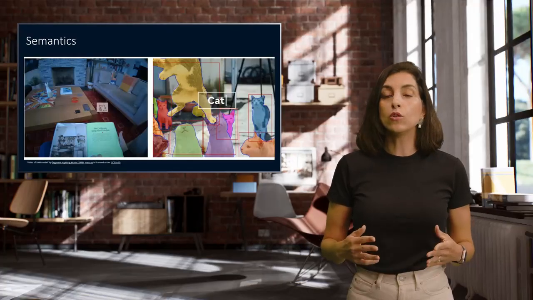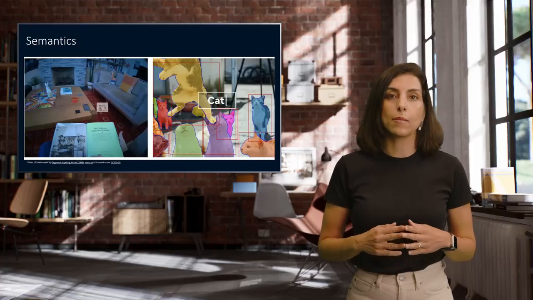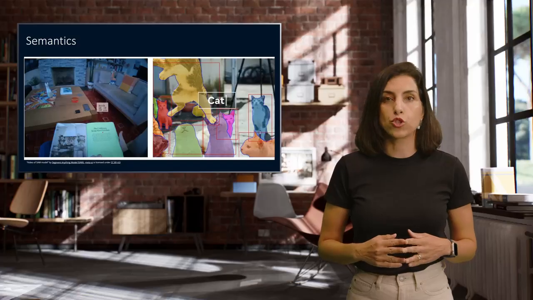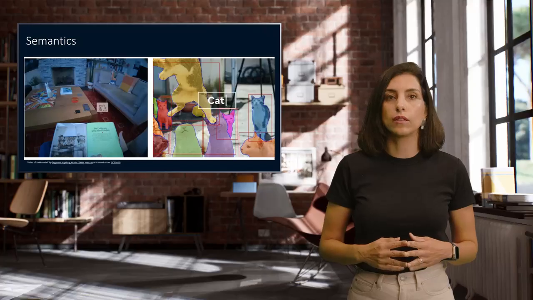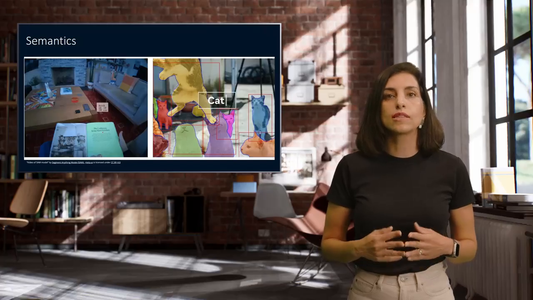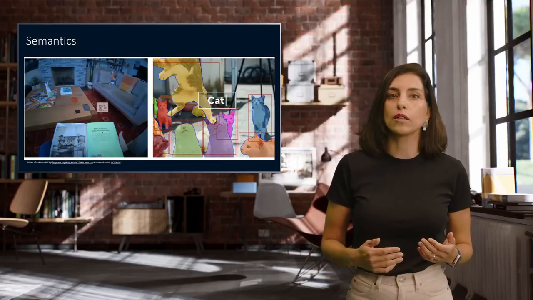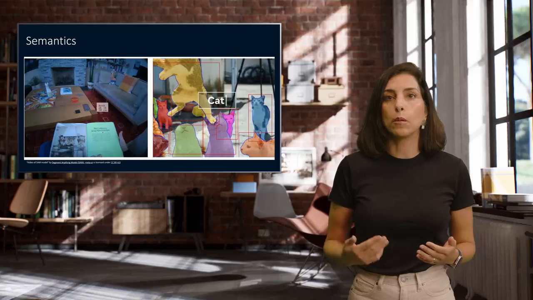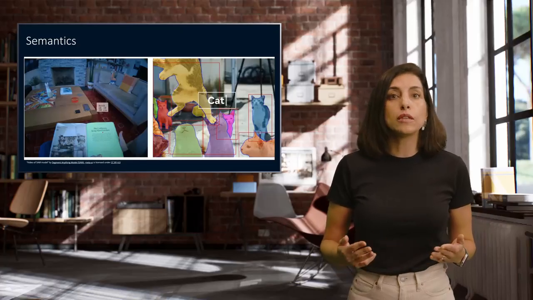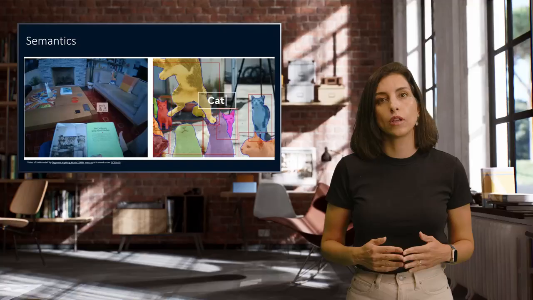Human supervision is crucial in tasks like semantic segmentation and object labeling, because these tasks require a deep understanding of the content within an image. Semantic segmentation involves categorizing each pixel in an image into different classes, such as cat, book, or table, which demands a precise interpretation of the visual data.